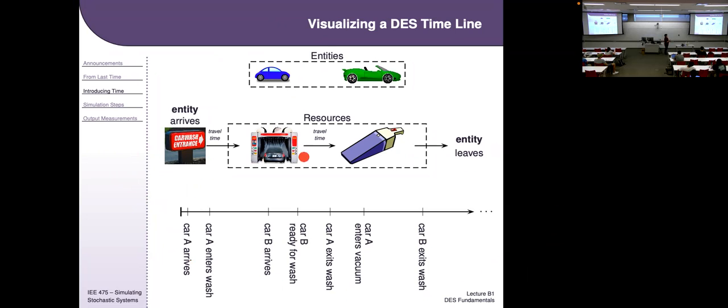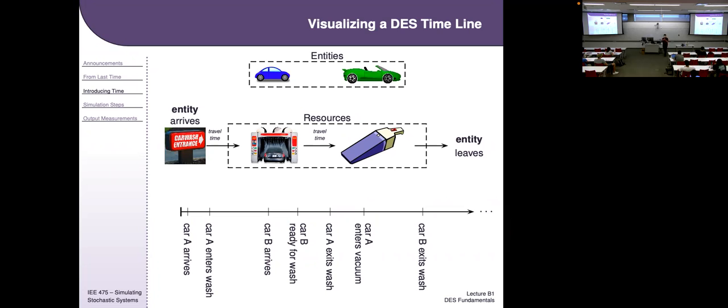So over the entire sim, I got car A arrives, it enters the wash. While it's in the wash, B arrives, and it travels to the wash here, but it can't get into the wash because A is still in it. So then A finally exits the wash, which corresponds to B entering the wash. A travels to the vacuum, it enters the vacuum. While it's vacuuming, car B finishes its wash, and so on.